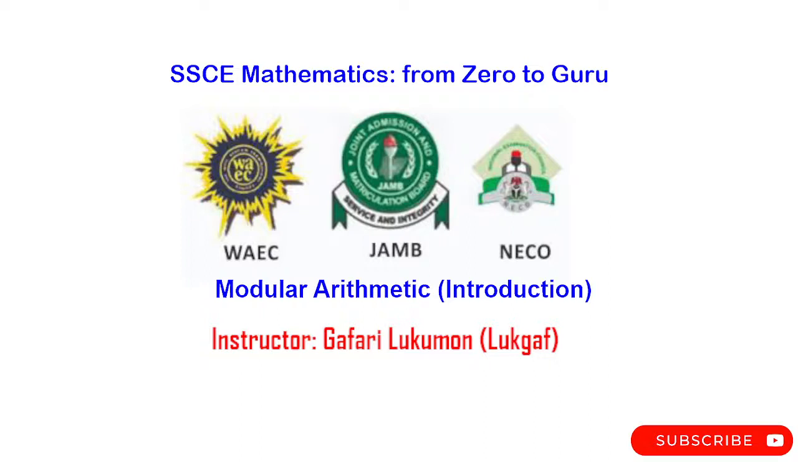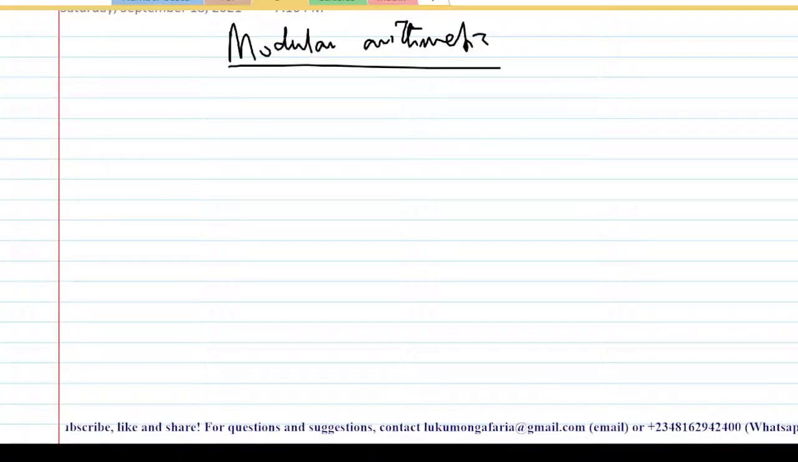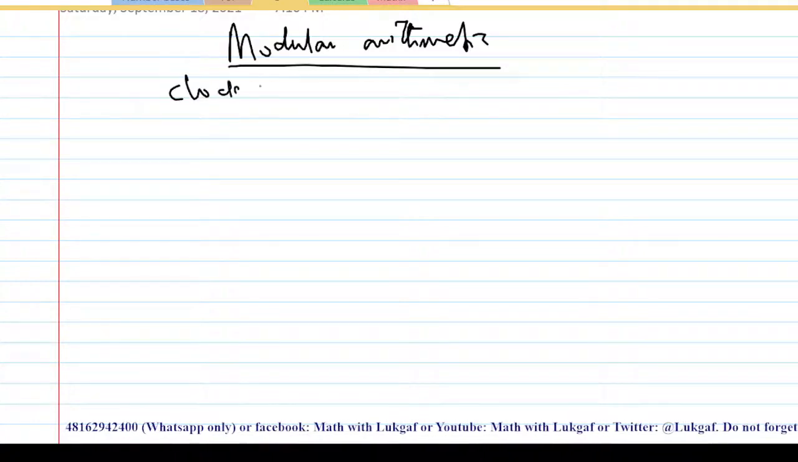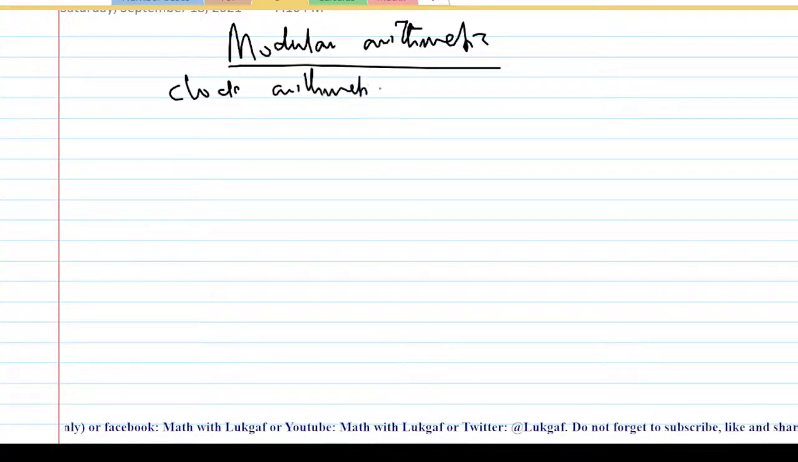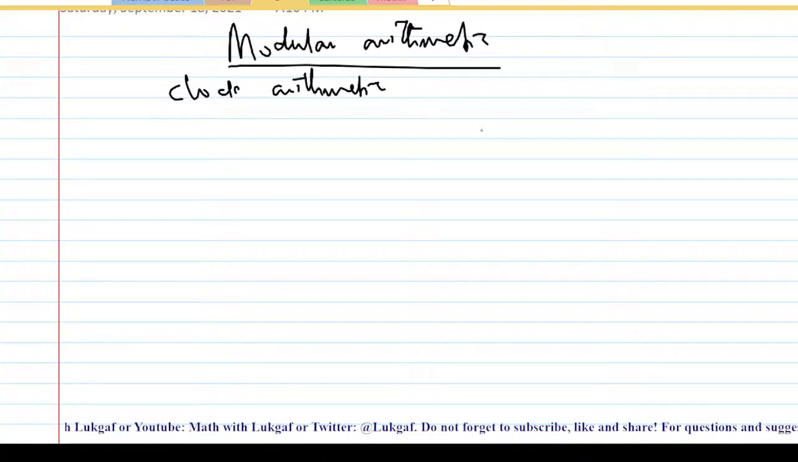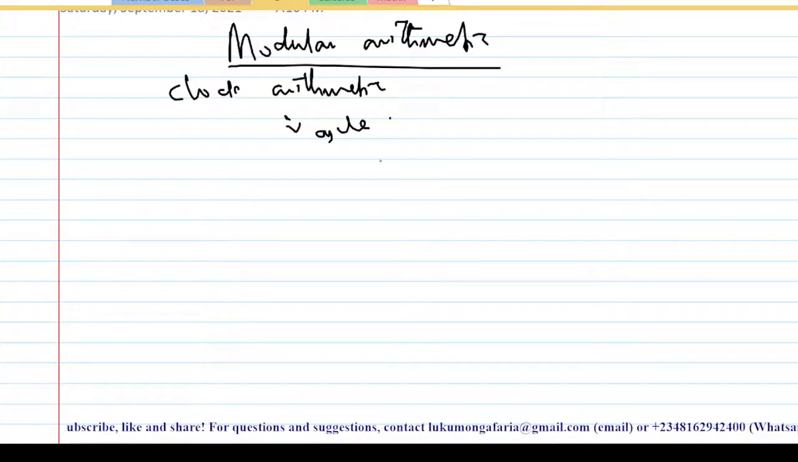Today we'll be continuing from where we stopped, and I will be taking you through modular arithmetic. Modular arithmetic is also called clock arithmetic. When we say clock arithmetic, it is an arithmetic in the form of a cycle. And don't forget, a cycle is something that repeats.